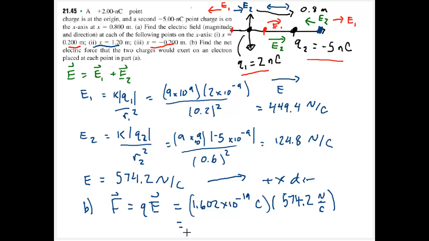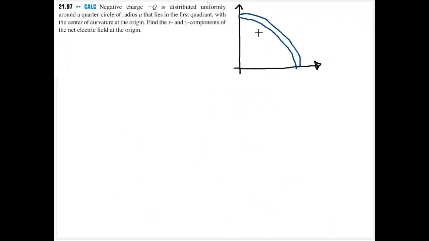And at the end of the day, I'm going to get 9.2 times 10 to the negative 17 newtons. And that's going to be in the negative x direction. The reason for that is because this charge here is actually negative. Forgot that guy. Okay, problem 97 would be very useful when you solve 99 on your own in class.